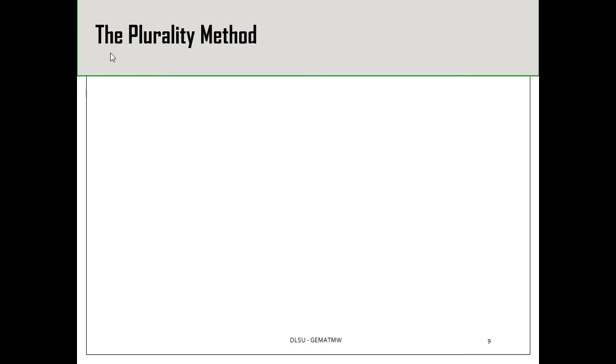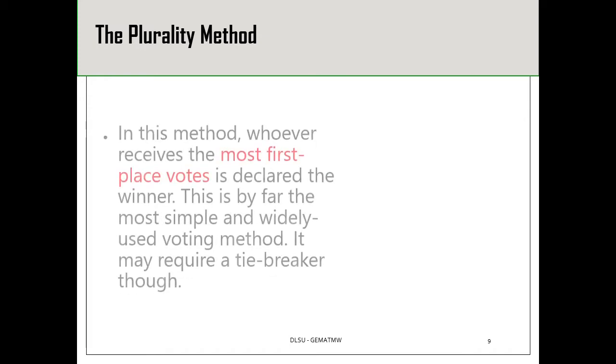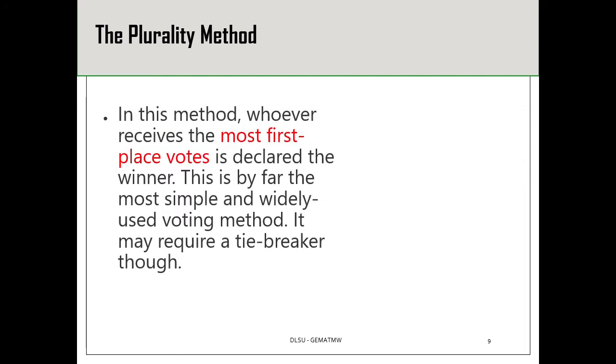Okay, welcome back to our discussion on social choice theory. In this video, we will discuss the plurality method and scrutinize the plurality method according to some fairness conditions. Basically, in plurality method, whoever gets the most first place votes is declared the winner. This is by far the most simple and widely used voting method.